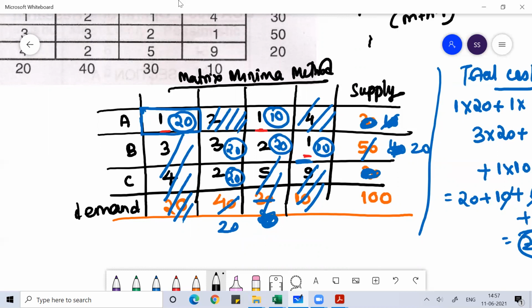So out of the least cost method, the northwest corner method, or the Vogel approximation method, we always follow the Vogel approximation method. Out of the three methods, the best method is Vogel approximation.